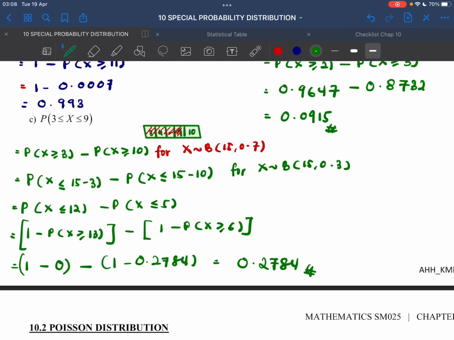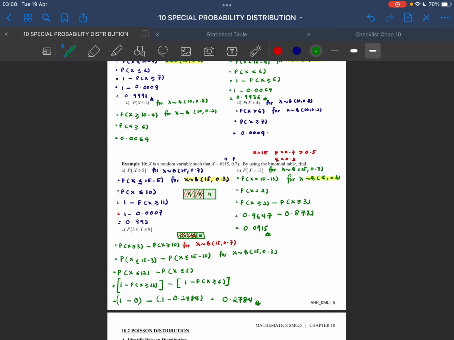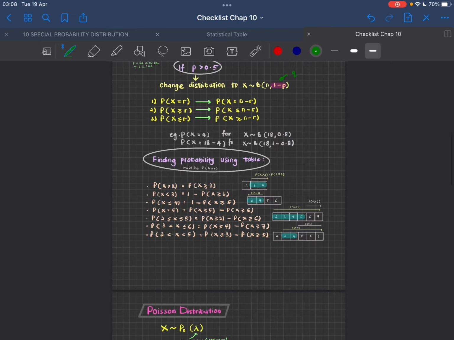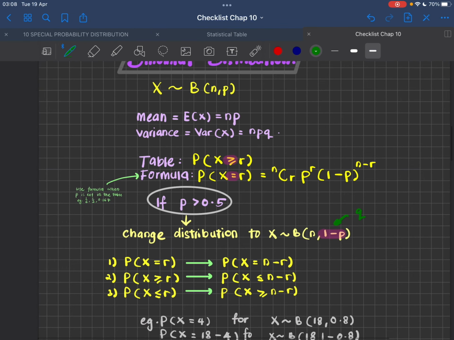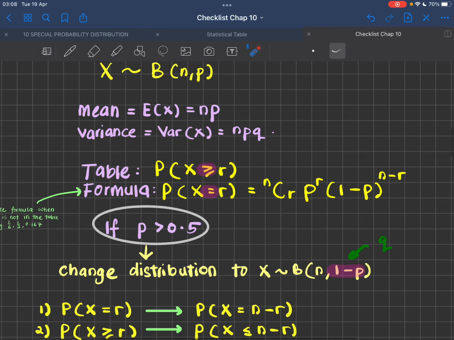Alright, so that is how we find the probability. Kalau nak guna table, kalau P kamu greater than 0.5, we have to change the distribution and also the probability. Okay, so habis binomial distribution. So kita recap sikit lagi apa yang kita dah belajar. So binomial distribution, kita ada mean. Mean is equals to NP. Your variance is equals to NPQ. And if you want to use formula, this is the formula, but it has to be equals. Equals sahaja. But if you want to use table, it has to be greater and equal. So you have to change.